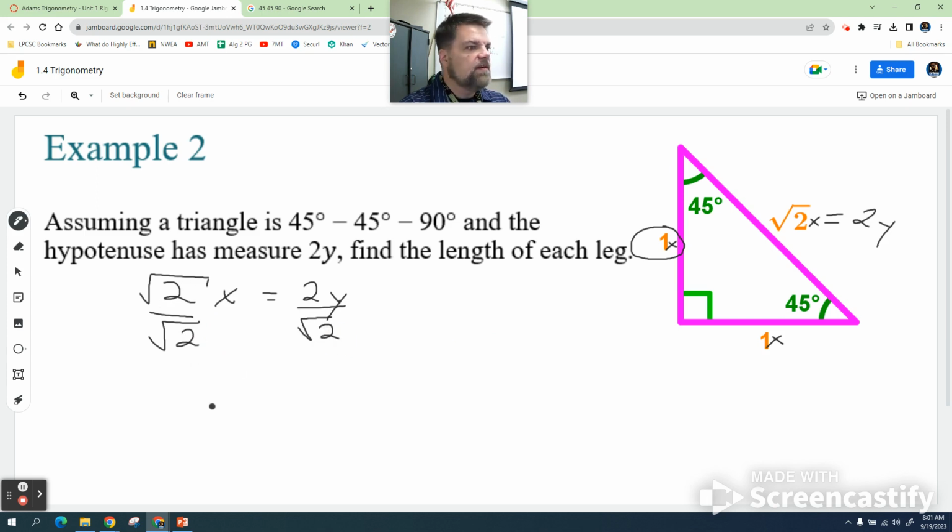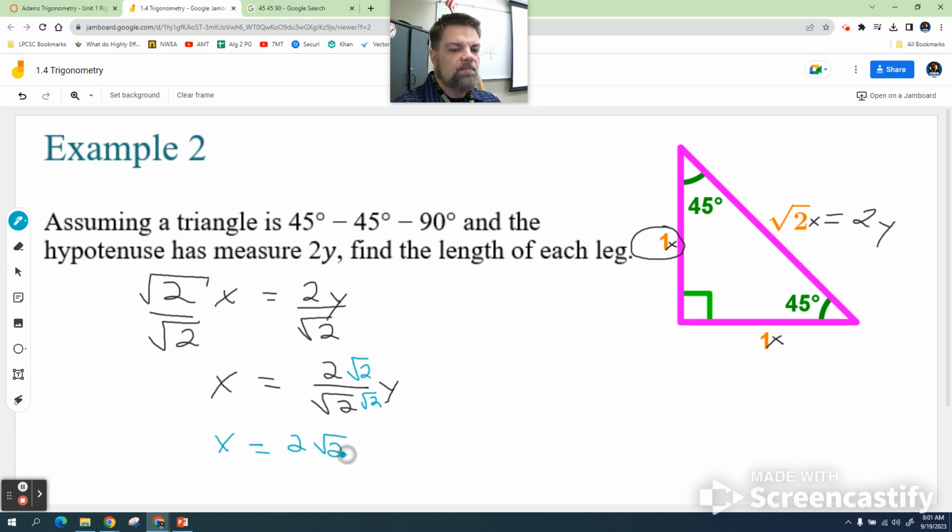The square root of 2 divided by the square root of 2 is just 1. 1 times x is just x. Well, that's good. Equals 2 over the square root of 2 times y. But I don't want to leave a square root in the bottom of a fraction. So I have to rationalize the denominator. Now, the easy way to do that is I'm going to multiply the square root of 2 by the square root of 2. But remember, whatever I do on the bottom, I got to do to the top. So then x is equal to 2 root 2 on the top, all over.